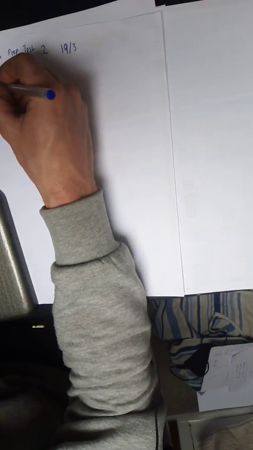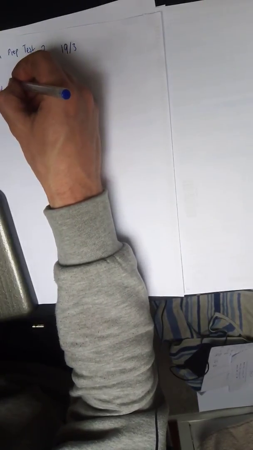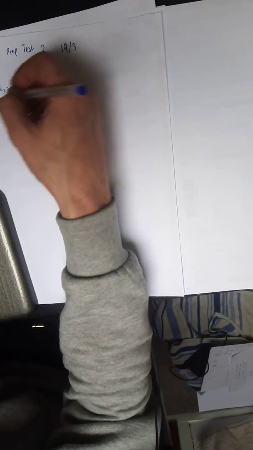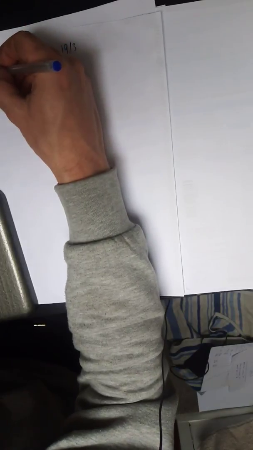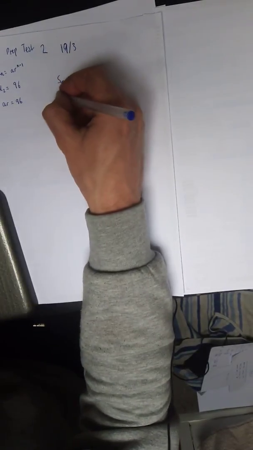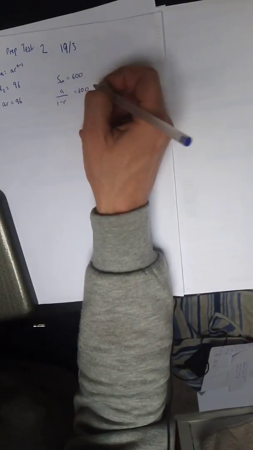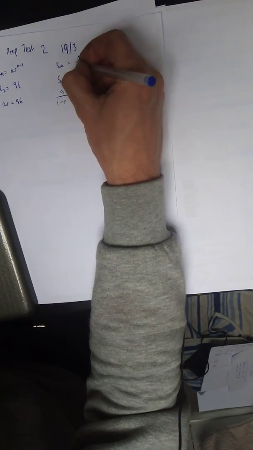The second term, so u2 is equal to 96, and it's a geometric series, isn't it? So that's AR equals 96, using u_n equals AR to the n minus 1. And we're also told that the sum to infinity is 600, so S infinity equals 600, and that means A over 1 minus R is equal to 600, because the sum to infinity is A over 1 minus R.